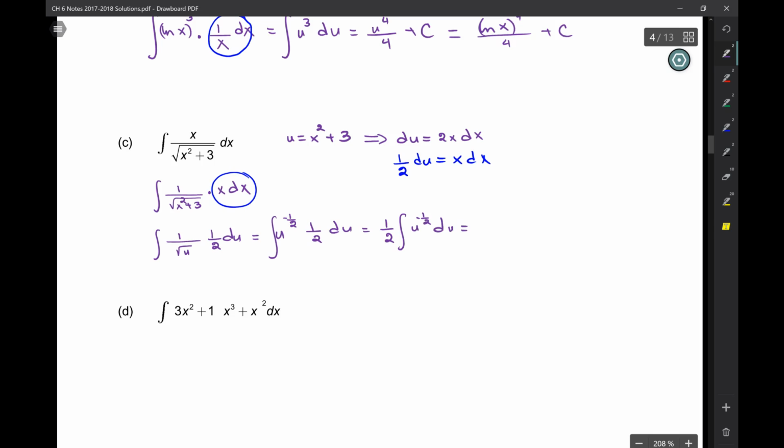Okay, so now what am I going to do? I have the 1/2, add 1 to the exponent, so I get u to the half. Times what? I would have to divide by the half, so put it over 1/2, which is times 2. And look, they go away. So that's just going to be the square root of x squared plus 3 plus c.